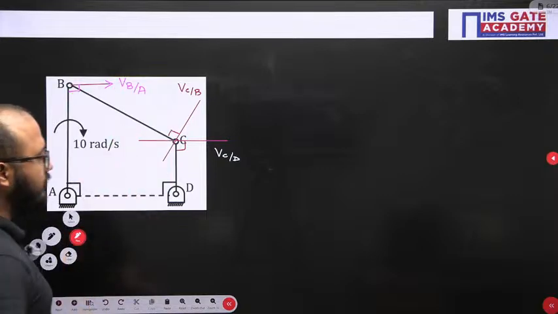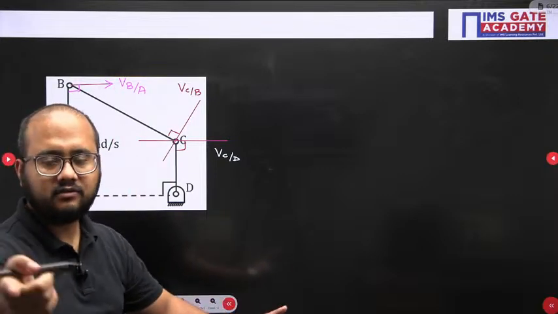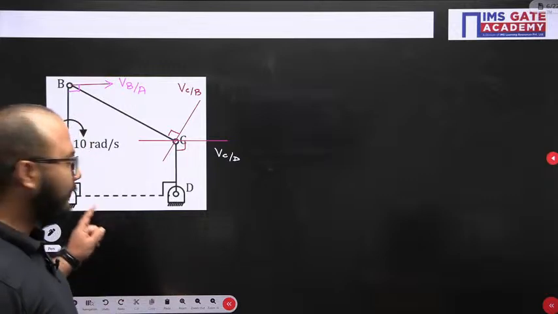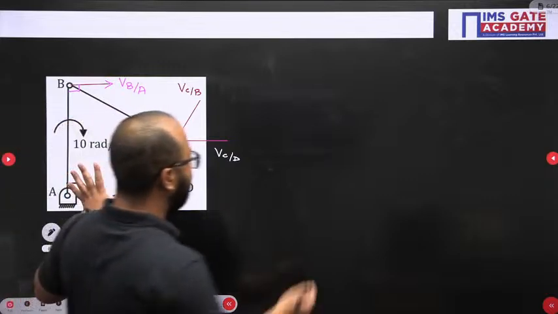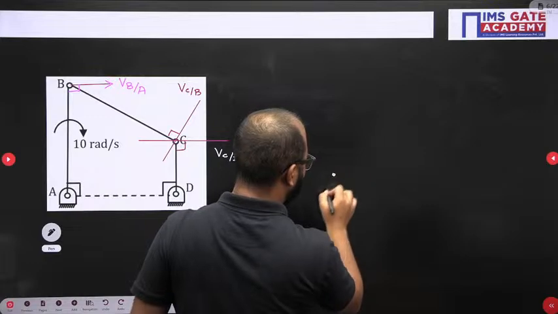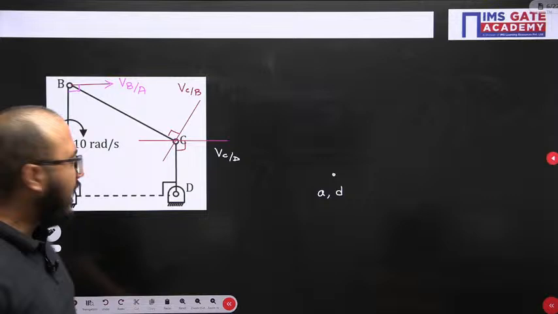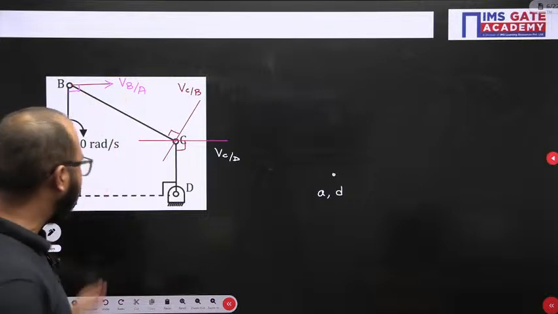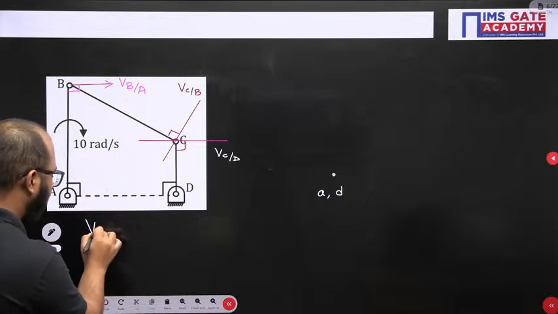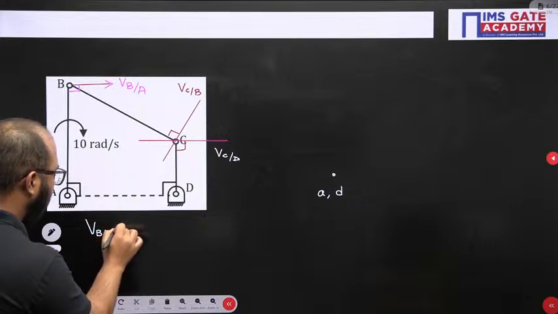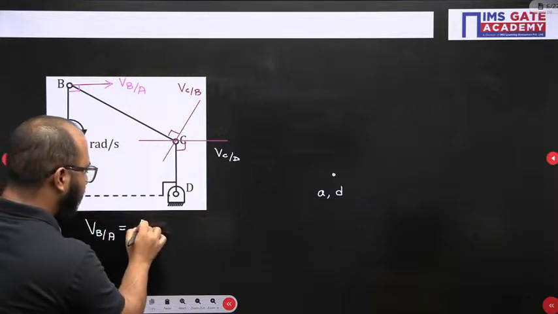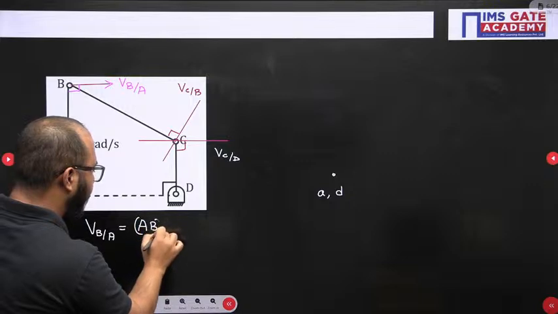Now, what I need to do? The very first step, a straight line. The very first step is to mention the fixed points, A comma D, fixed points. Now, the velocity vector of B with respect to A. This calculation you can easily do. It will be AB multiplied by omega AB.